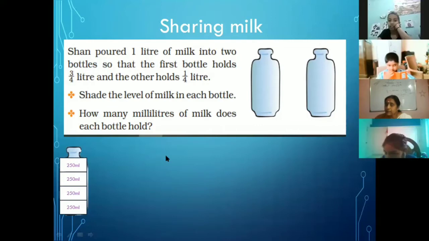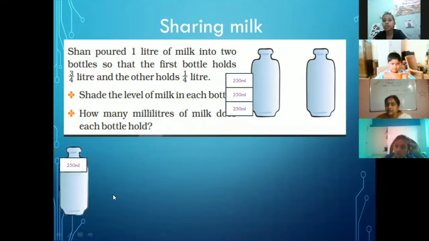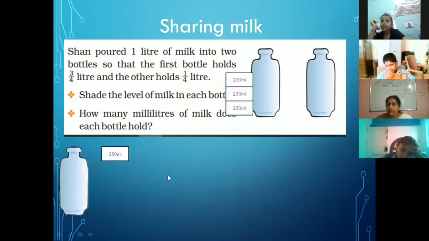So how did she pour? 3/4 in 1 liter. 3/4 means what? 3 parts upon 4. So that means 3 parts of the bottle is full. See here, 3 parts, it should go up to there. She filled 3 parts here and 1 part she filled in another bottle. So that means what?